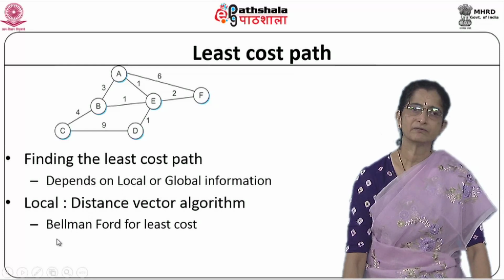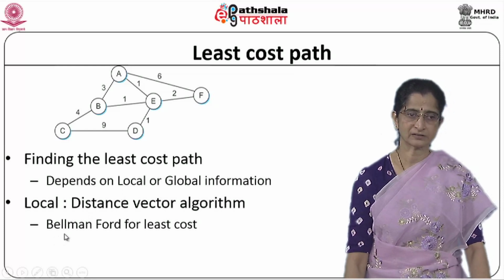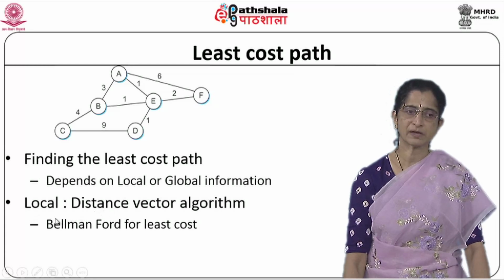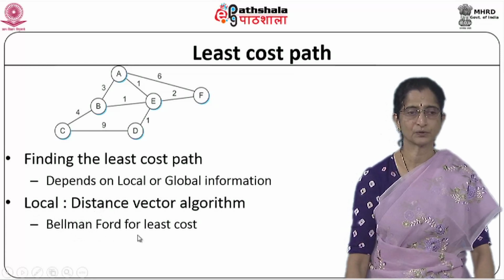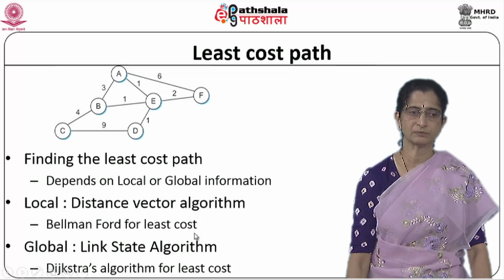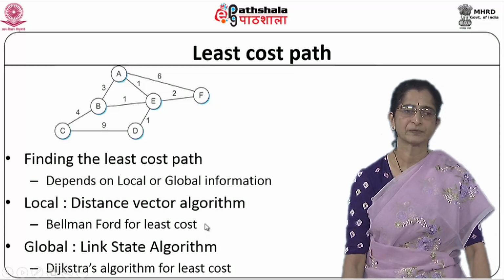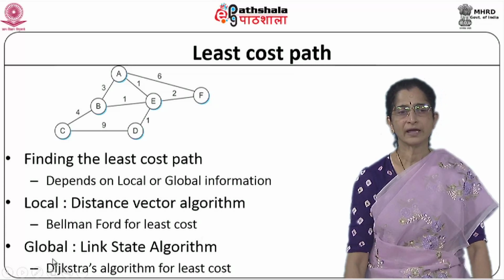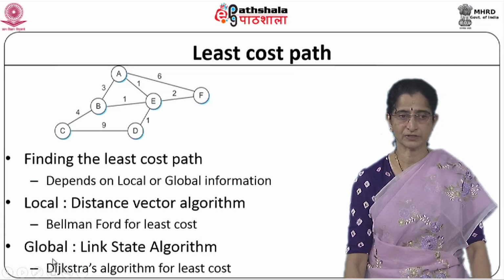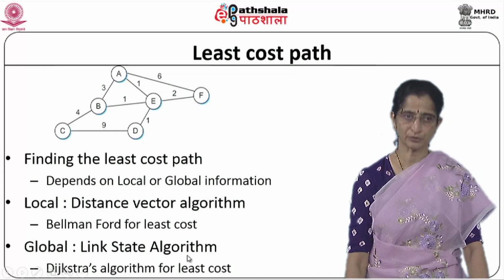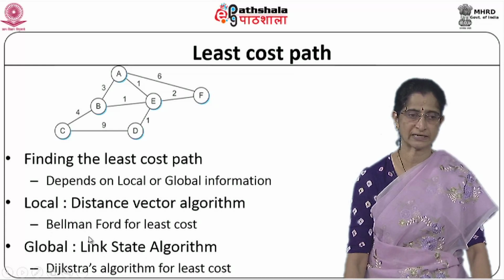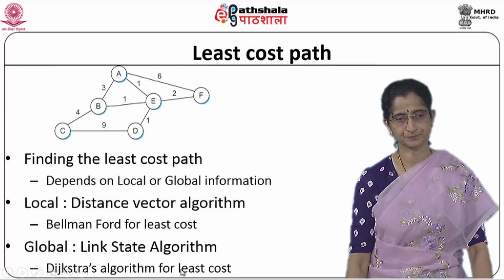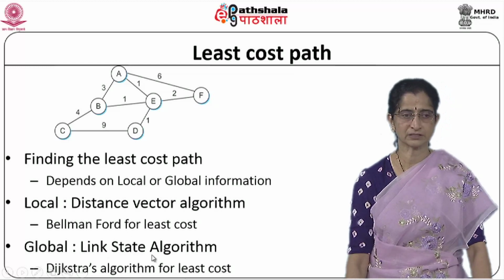We have already looked at that kind of algorithm, which is the distance vector algorithm, which uses only local information and is based on the Bellman-Ford algorithm for the least cost path. The other option that we have is a global mechanism where every node will have a global view of the network. The link state algorithm that we are going to look at now belongs to this category, and it uses Dijkstra's algorithm to obtain the least cost path. So, we will take a look at this one now.